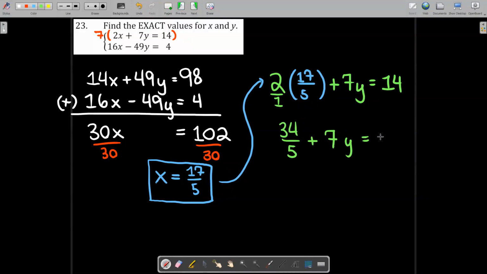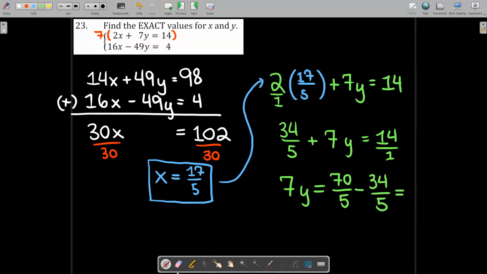If I multiply 2, which is just 2 over 1, times 17 fifths, I get 34 fifths plus 7y equals 14. So I'm just going to subtract 34 fifths on both sides. 7y equals, now 14, in order for me to subtract these, I need a common denominator. So I need the bottom of this 14, which is currently a 1, to be a 5. So I'm going to multiply the top and the bottom by 5. 5 times 14 is 70. So 70 over 5, that's 14 over 1, minus 34 fifths equals, and we'll do that in the next step.